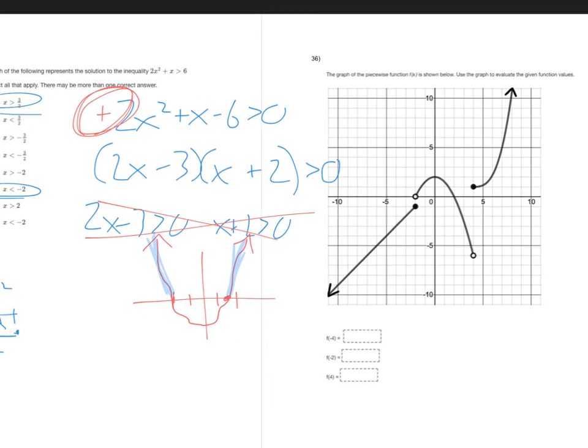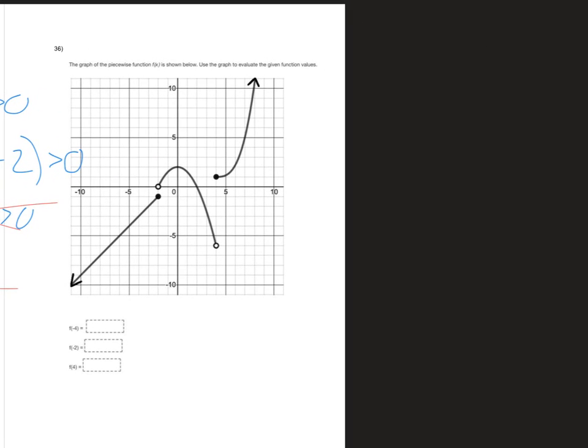Last question, very exciting, we're almost done here. Just evaluating a piecewise function at a couple different points. We plug in negative 4. Nothing special actually happens at negative 4. It's just right here. Appears to be negative 3.